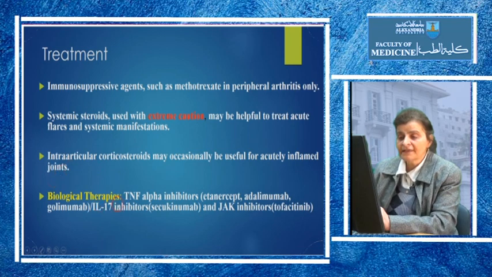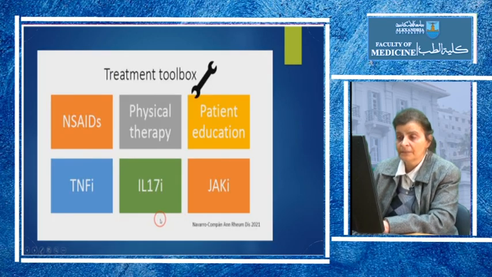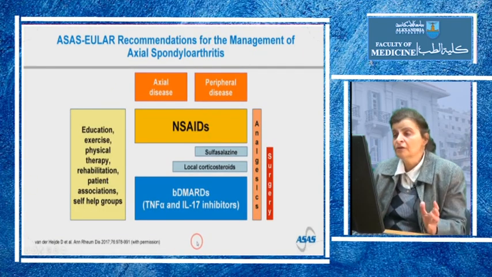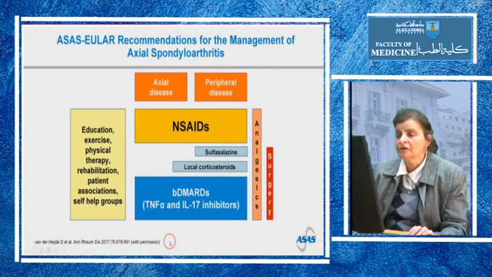The biological therapies, as I said before, include the tumor necrosis factor inhibitors such as etanercept, adalimumab, golimumab, interleukin-17 inhibitors such as secukinumab, and the JAK inhibitors such as tofacitinib. So this is the toolbox that we have. Number one, non-steroidals, physical therapy, tumor necrosis factor alpha, interleukin-17s, and the JAK inhibitors. And this is how you should think of the management of axial spondyloarthritis.